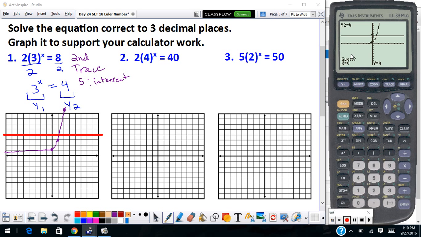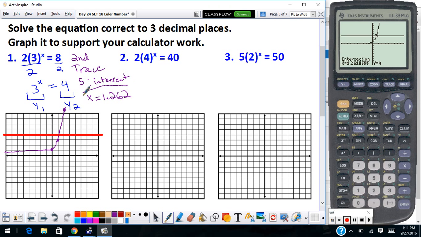And then for guess, I want it to give me this point where they cross, so I'm going to move my arrow and kind of guess where it is. You don't have to do this if it only crosses once, but I'm going to. I'm going to press enter. And I find that these 2 graphs will intersect when x equals 1.262, because it says 3 decimal places.